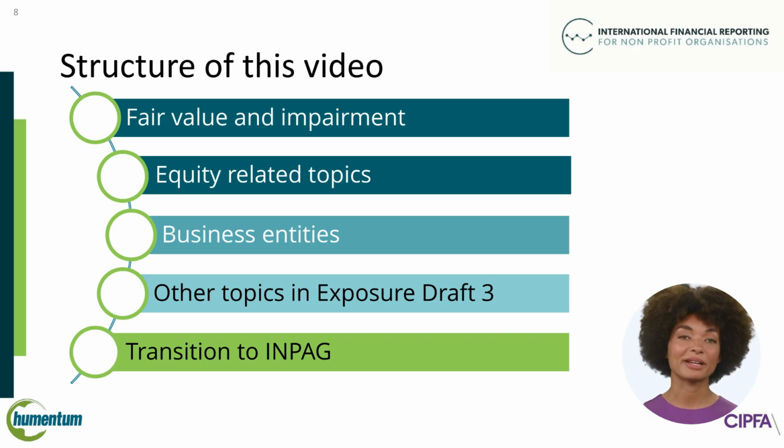The topics in ED3 have been broken into groups for the purpose of this video. Firstly, are the topics related to fair value measurement and impairment. Secondly, topics related to equity. And thirdly, topics related to other entities in which an NPO has an interest. The remaining topics are then covered before the final section on guidance for NPOs transitioning to INPAG.